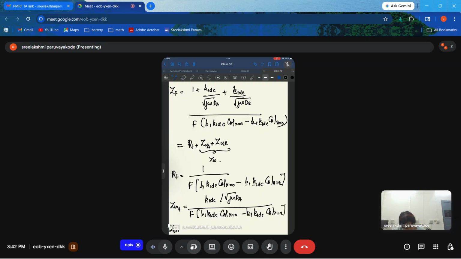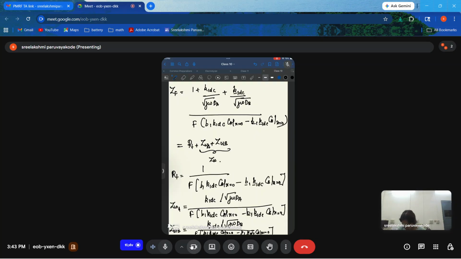Similarly, Z omega B, the Warburg of the product, becomes K minus 1 DC by root of J omega dB by F into B minus 1 K minus 1 DC CA at x equal to 0 minus B minus 1 K minus 1 DC CB at x equal to 0.